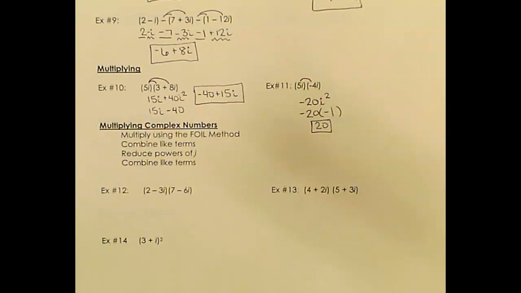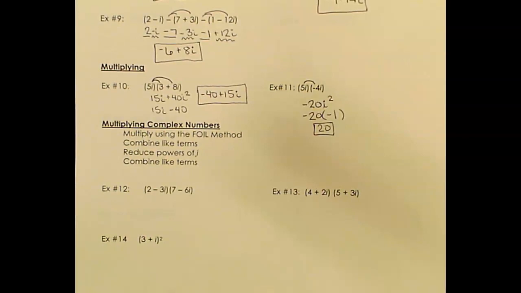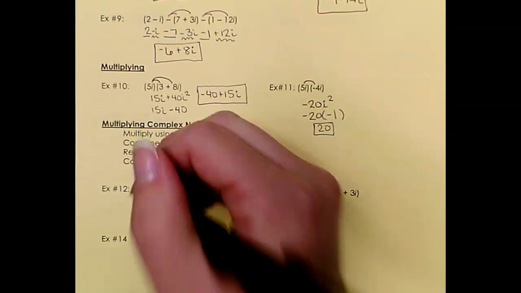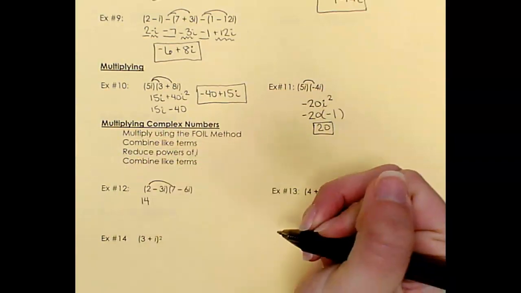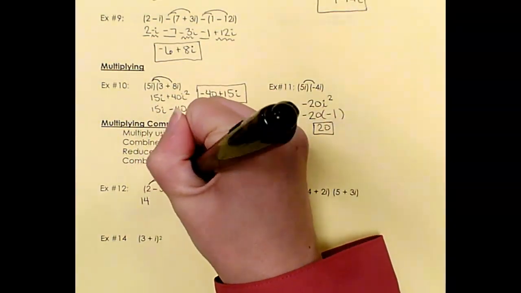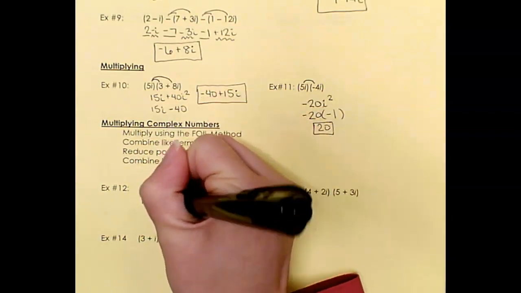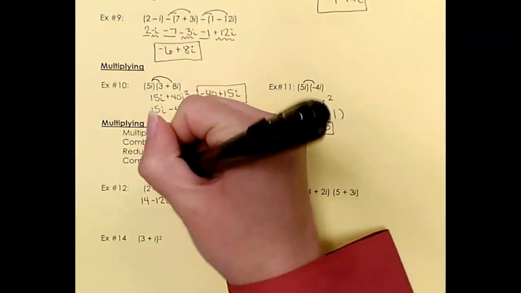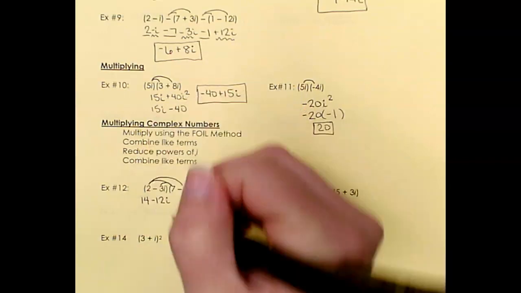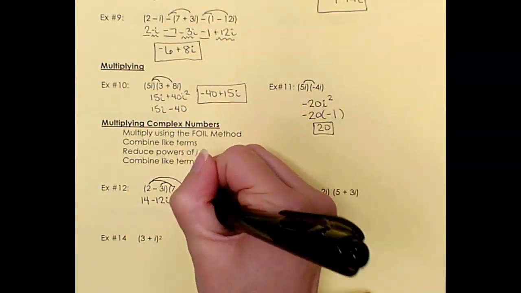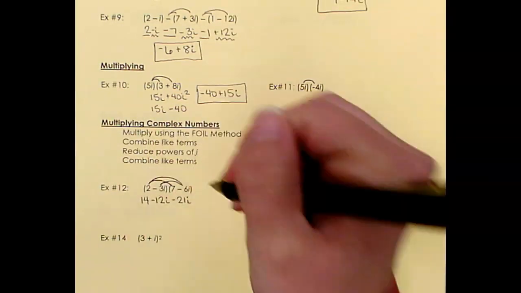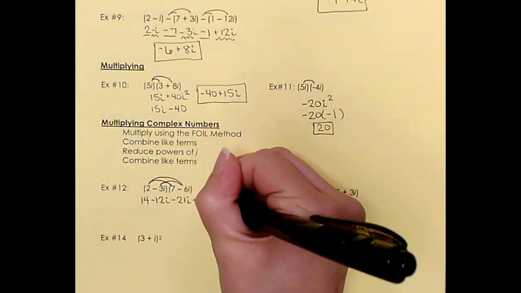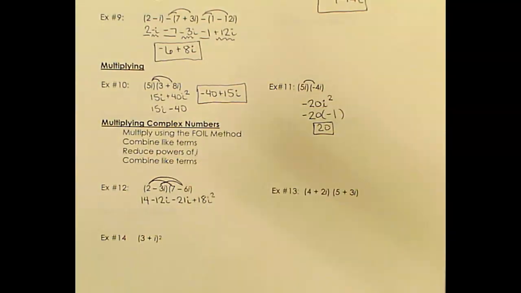So I'm going to do one problem with you, and then I'm going to help you set up problem 14 for you to do on your own. So on number 12, FOIL. First, 2 times 7 is 14. Outside, 2 times negative 6i is negative 12i. Inside, negative 3i times 7 is negative 21i. And the last terms, negative 3i times negative 6i is positive 18i squared.